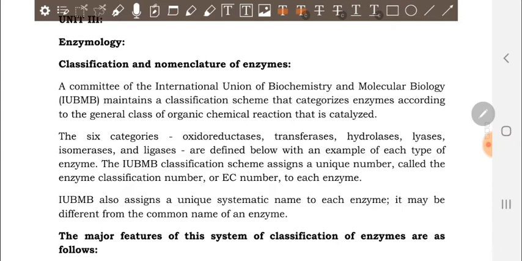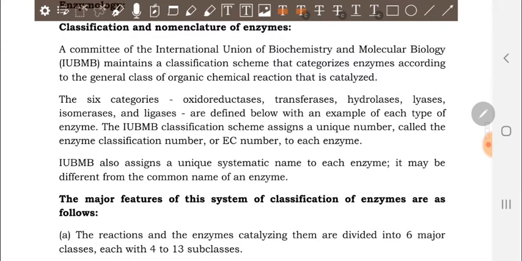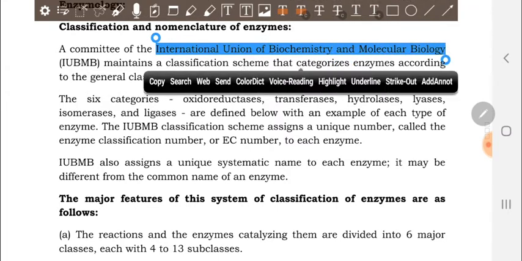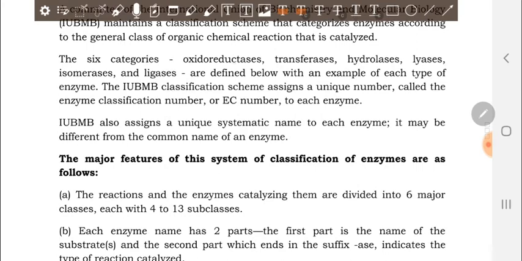The first topic is the classification and nomenclature of enzymes. This classification depends on the rules framed by a committee, the International Union of Biochemistry and Molecular Biology. This organization frames the rules for the classification of enzymes. Next, there are 6 different types of classification: oxidoreductases, transferases, hydrolases, lyases, isomerases, and ligases. All 6 different types.